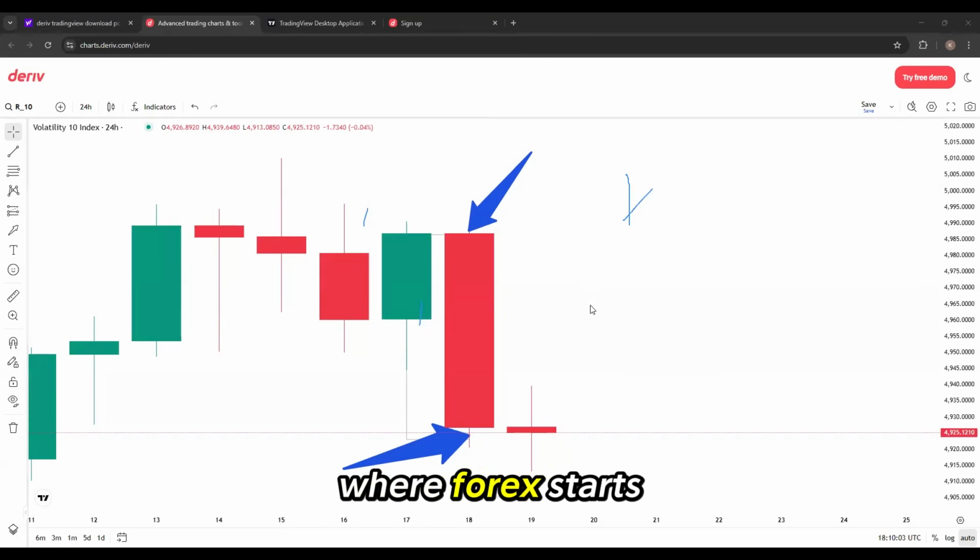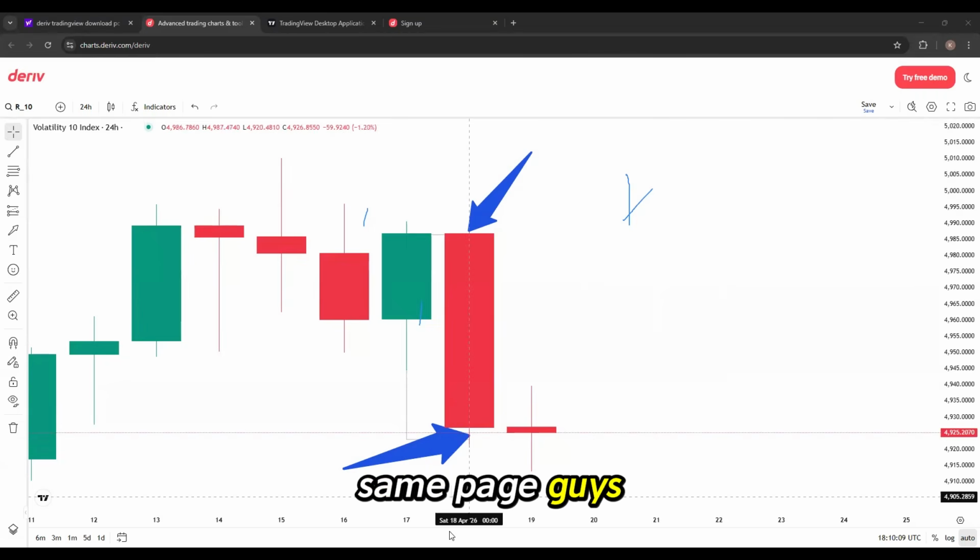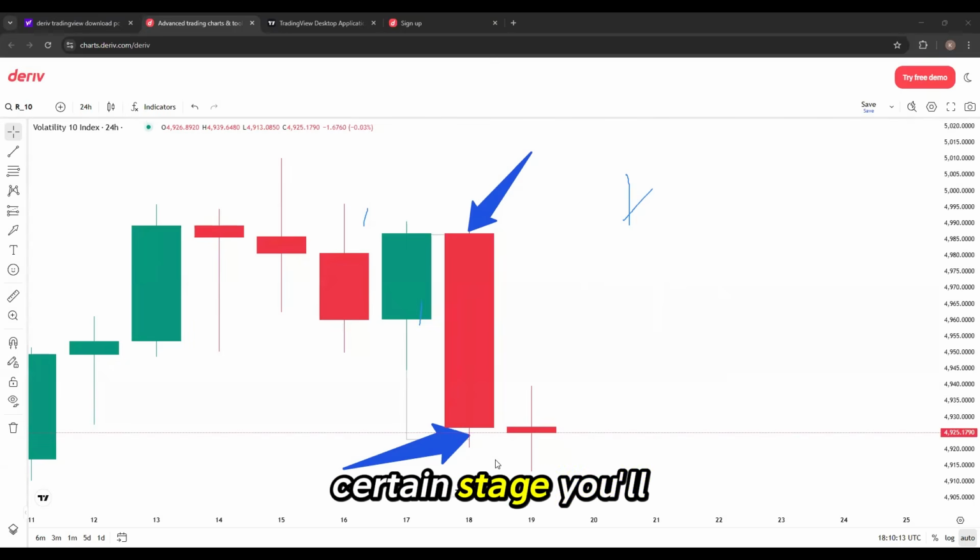See, this is where Forex starts. So if we're not together on the same page, guys, you understand that by the time we reach a certain stage, you will be behind.